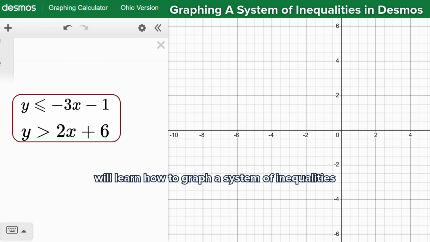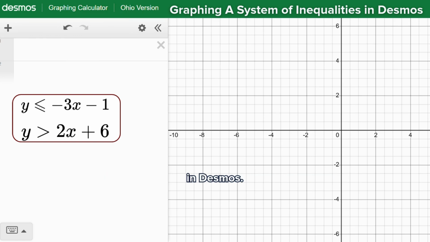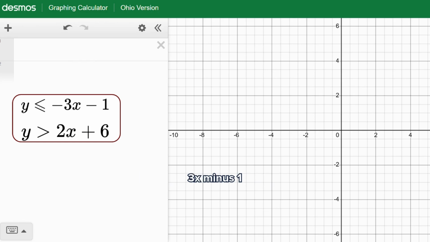We will learn how to graph a system of inequalities in Desmos. Our two inequalities are y is less than or equal to negative 3x minus 1 and y is greater than 2x plus 6. The first step is to open Desmos Graphing Calculator app or go to desmos.com.